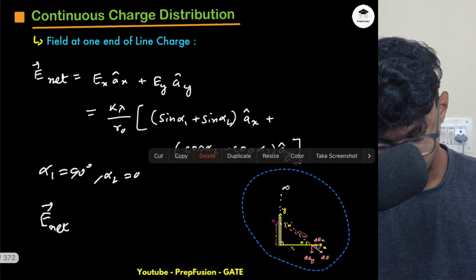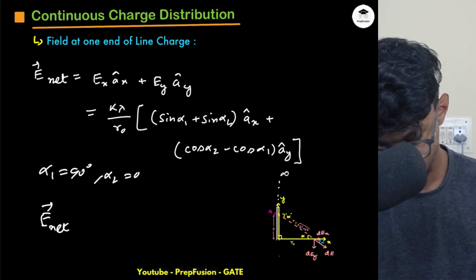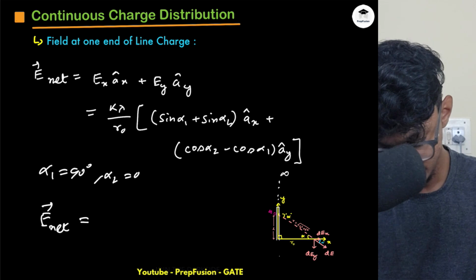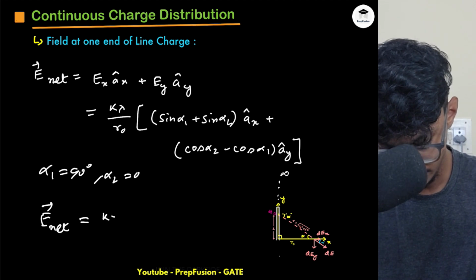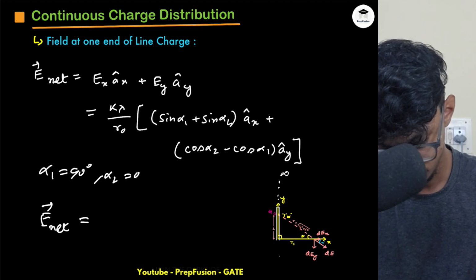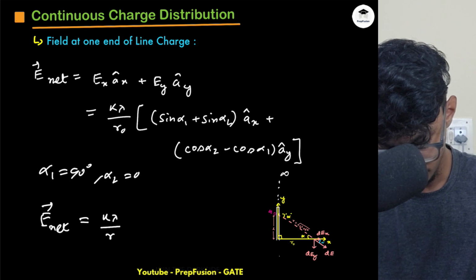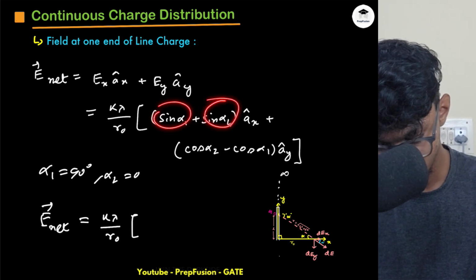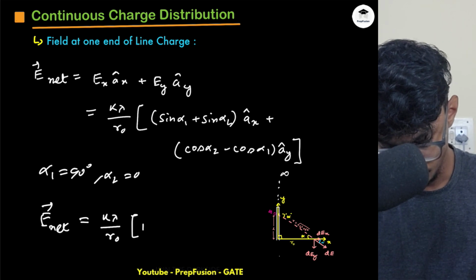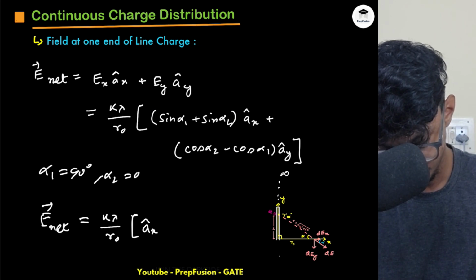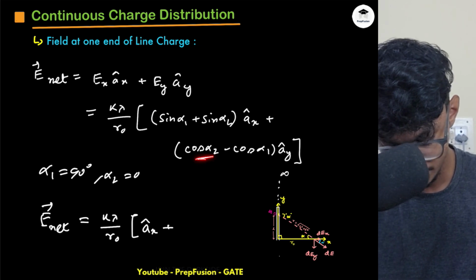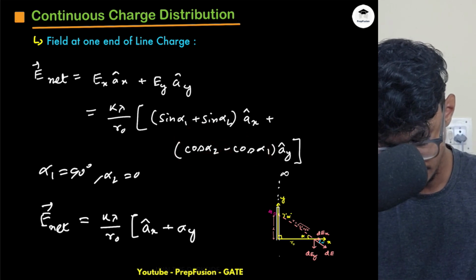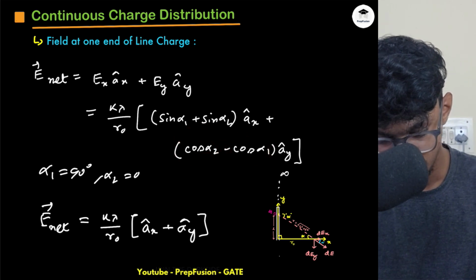Okay, so E net will be simply equal to, now alpha 1 is 90 and alpha 2 is 0. So this will be k lambda by r naught, times simply 1, right? Because this is 0, this is 1. Okay, this will be ax cap plus, alpha 2 is 0, so cos 0 is 1, this will be 0. So this will be plus ay cap. Is this correct? Okay, slight change.